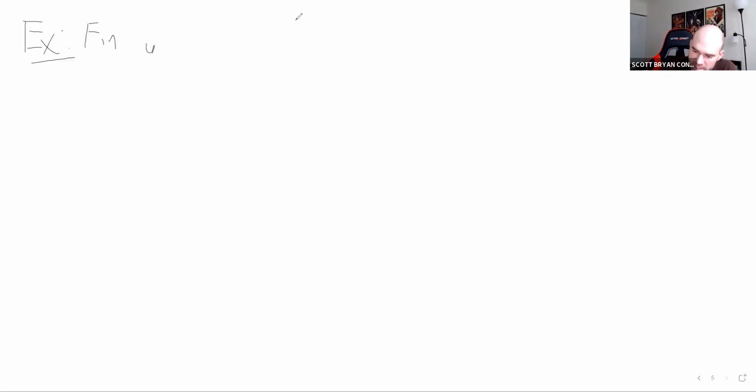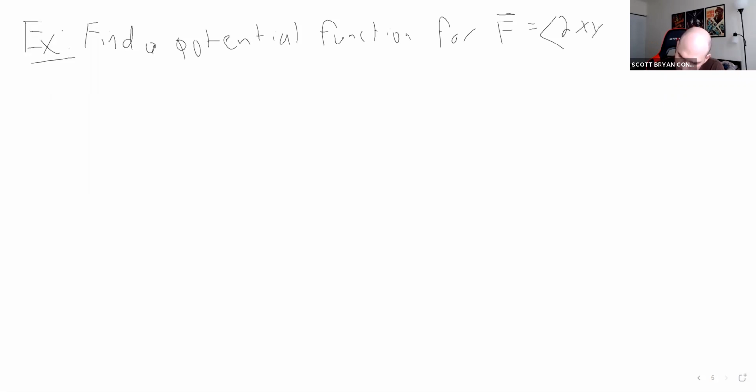Okay, so let's find a potential function for the vector field on R2, 2xy plus y cubed, and then x squared plus 3xy squared plus 2y.